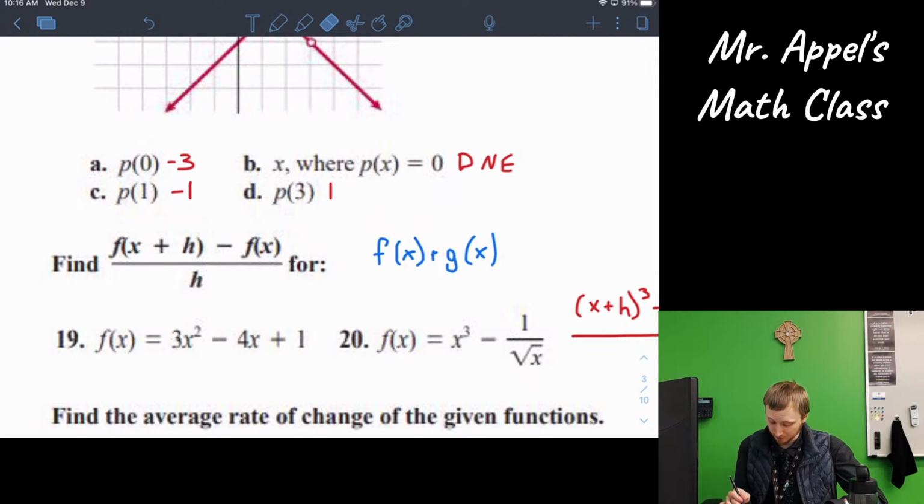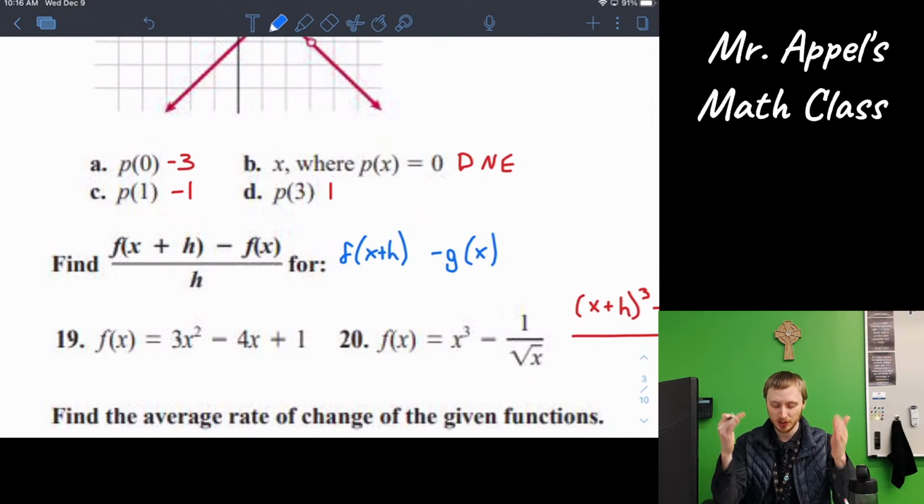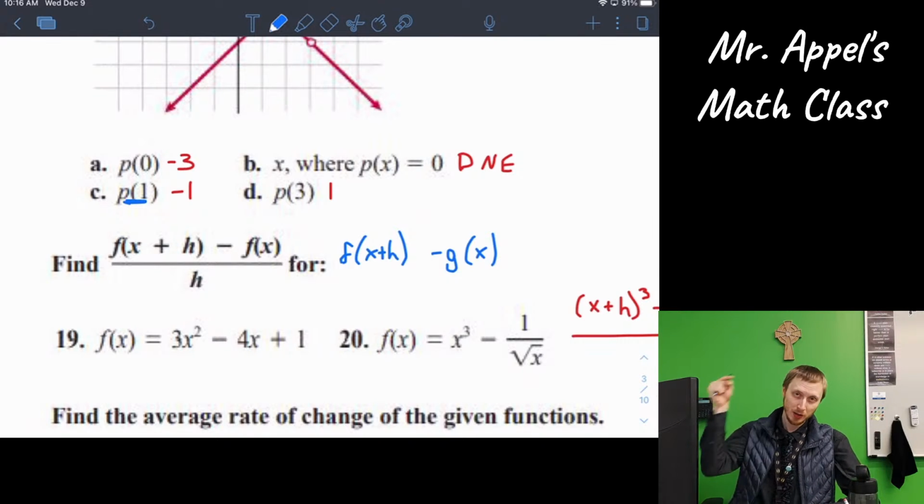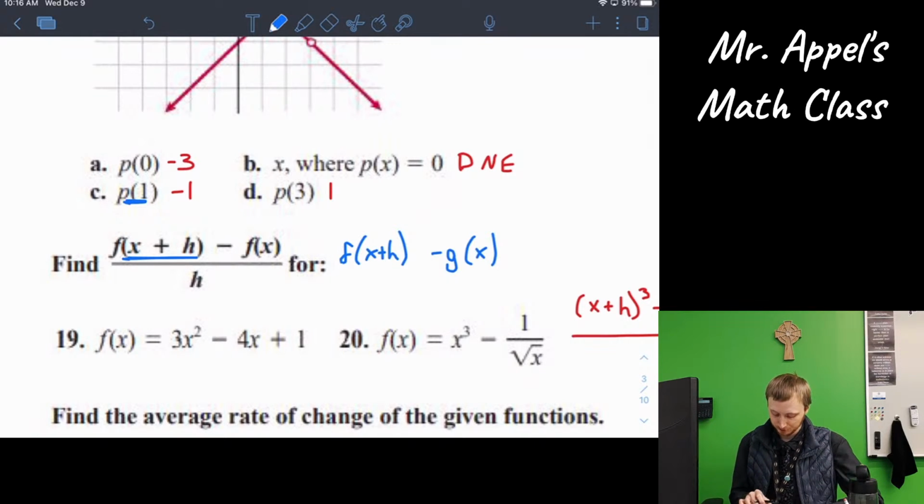Except instead of f of x and g of x, for starters, we've got a subtraction here. And g of x is just normal. F of x, though, is x plus h. So it's still substitution into function notation. Just like this p of 1 means put a 1 in every time you see an x. F of x plus h means put x plus h in every time you see x.